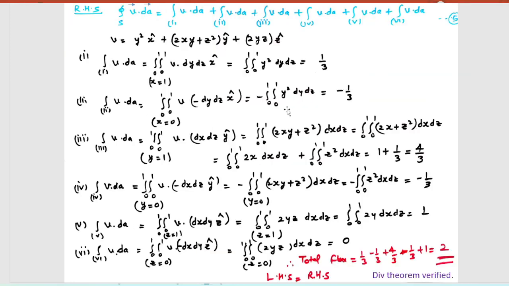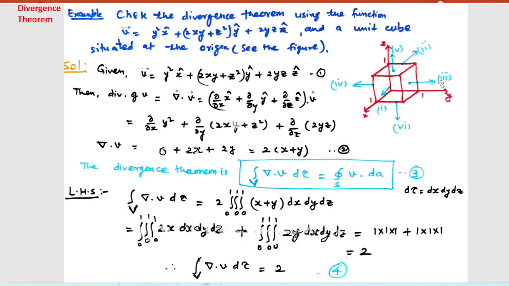So the area element in that case will be minus dy dz in x cap direction. So it will be minus 1 by 3. Same values will be there, but only minus is there. Third face is in y plus direction, that is this one. Fourth face is in minus y direction, and for the y cap direction the vector will be dx dz, and here minus dx dz. Similarly for the z plus direction, the surface will be made from dx dy plane.